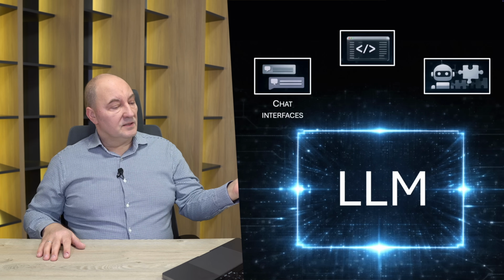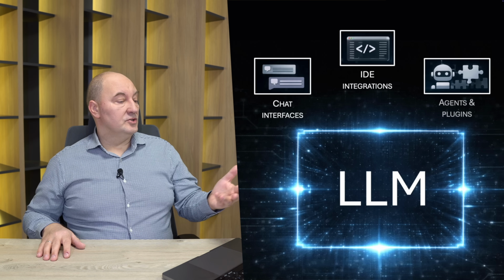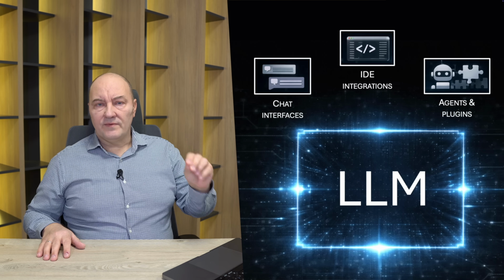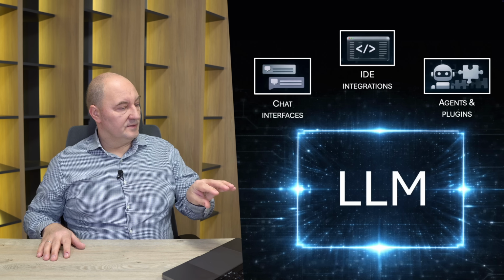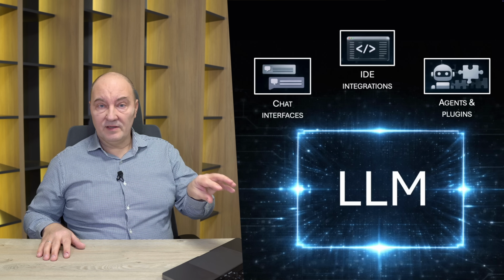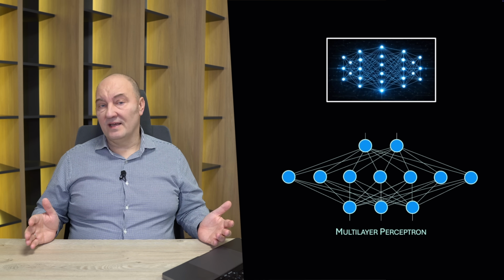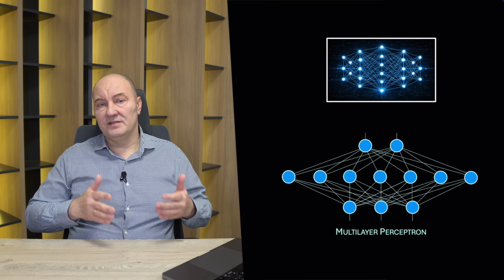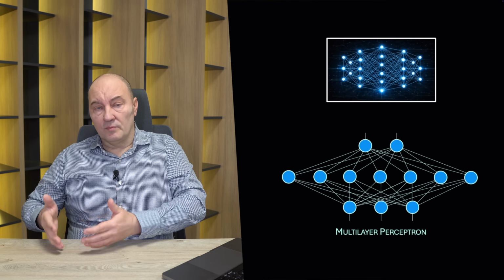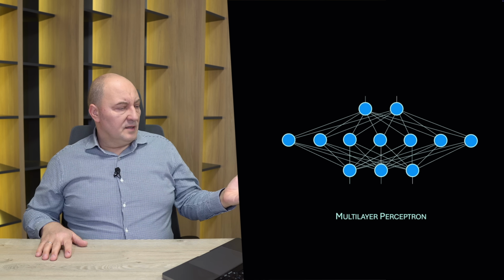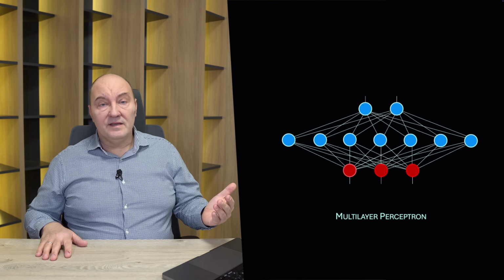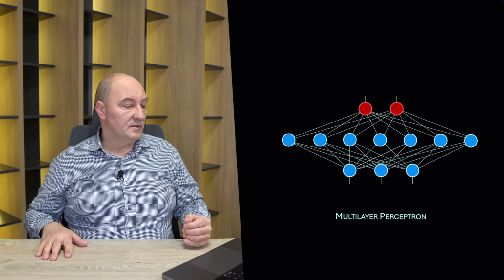We will remove all the refinements and tools added to an LLM on its outside and look into the bare model. When you peel off the chat interfaces, IDE integrations, agents, plugins and everything, you will find the bare model, and at the core of every LLM lies a deep neural network, one or more of them. Deep neural networks are topologically equivalent to multi-layer perceptrons, and multi-layer perceptrons are historically the oldest topology of artificial neural networks. A multi-layer perceptron consists of layers, and each layer consists of neurons.